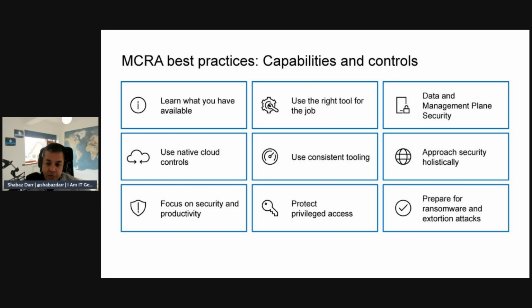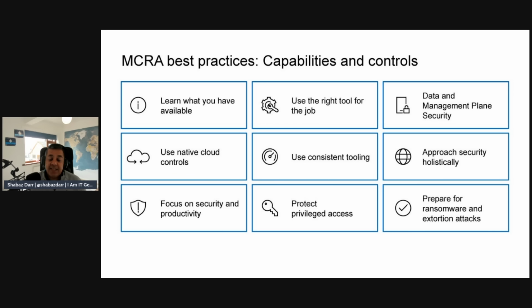practices, capabilities and controls. First of all, it's important to learn what you have available. So learn about and utilize all security capabilities and controls that you have access to. Now, use the right tool for the job as well. So use a multi-technology approach to apply the best solution to the problem, rather than relying on the same technology over and over again, like a network firewall or a security information and event management tool, a SIEM, which is a really good tool to use.